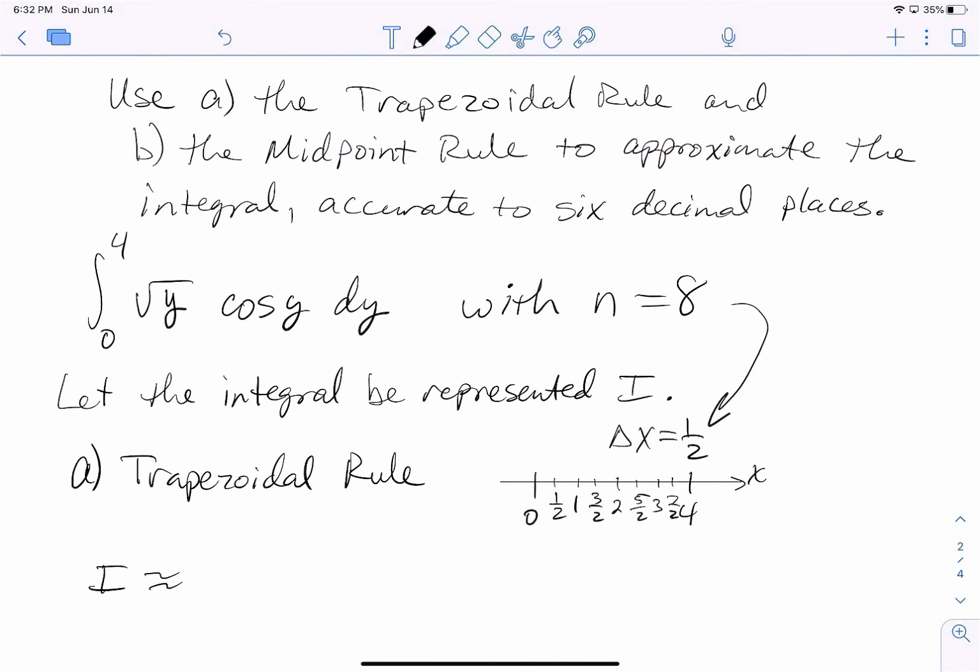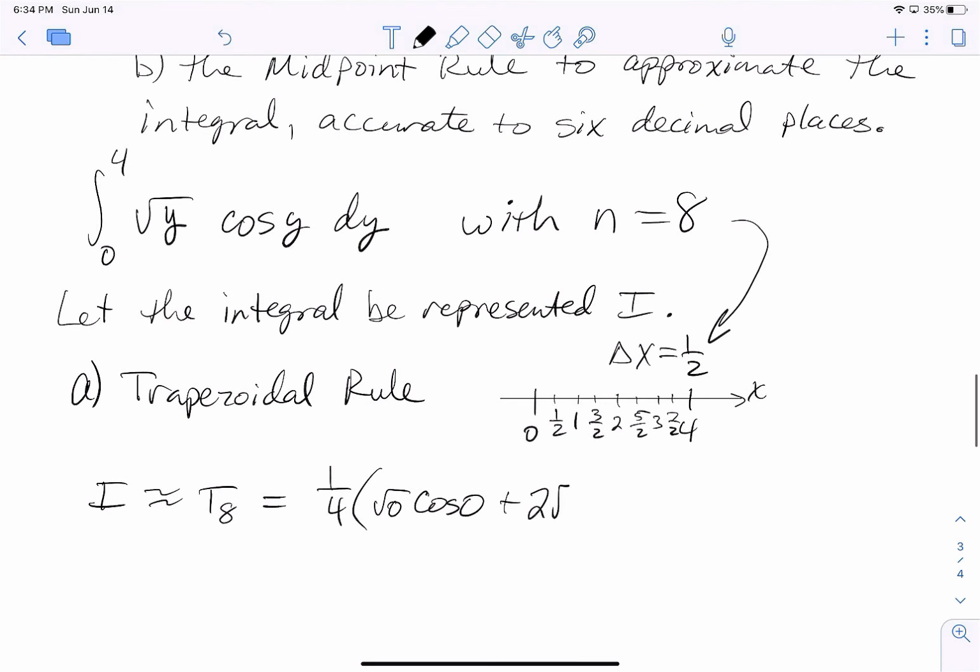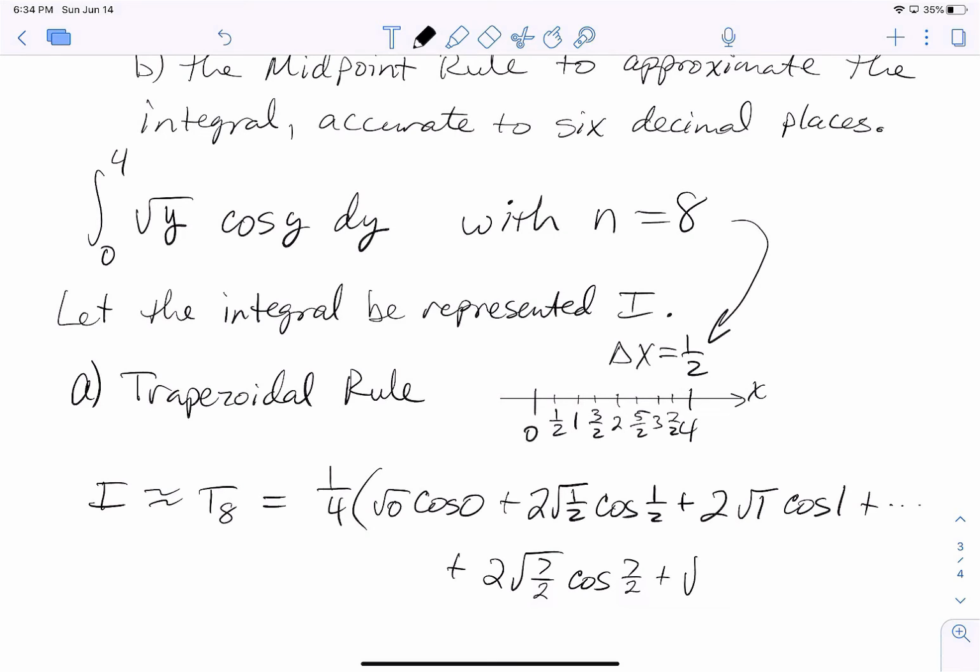I, which is approximated by T sub 8 in this case, is equal to delta x over 2, so 1/4, times f of x sub 0, so f of 0, which means the square root of 0 times the cosine of 0, plus 2 times the square root of 1/2 times the cosine of 1/2, plus 2 times the square root of 1 times the cosine of 1, plus dot dot dot, plus 2 times the square root of 7/2 times the cosine of 7/2, plus the square root of 4 times the cosine of 4.